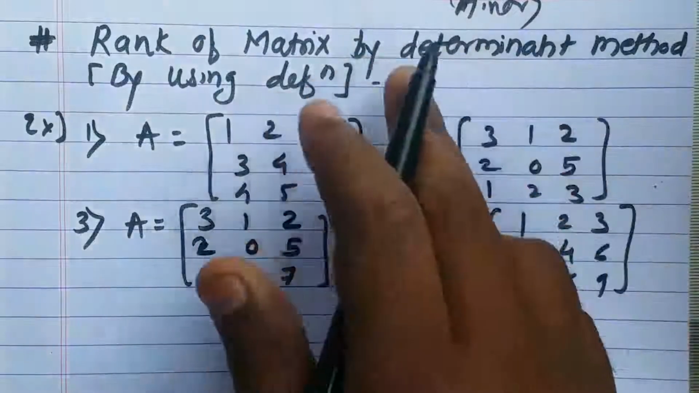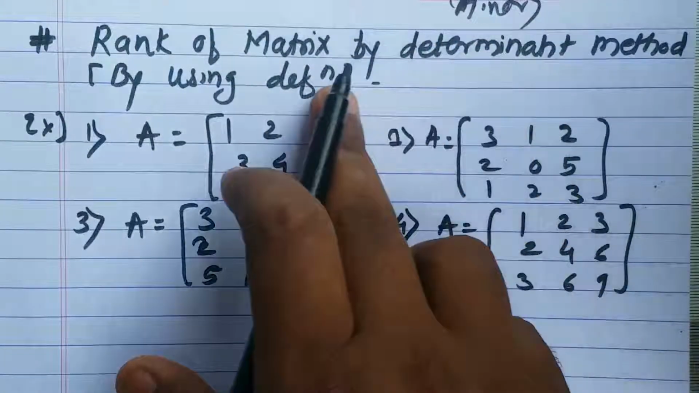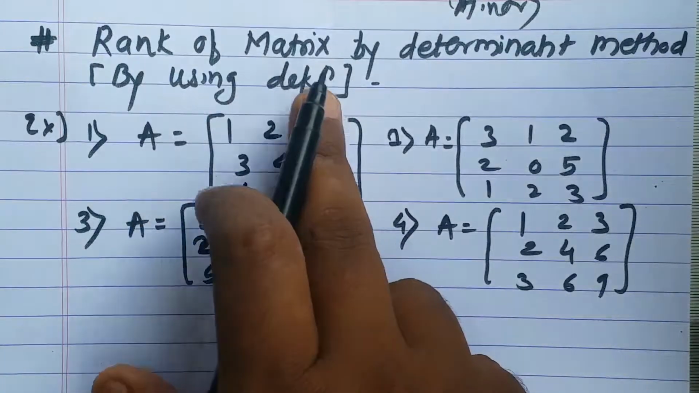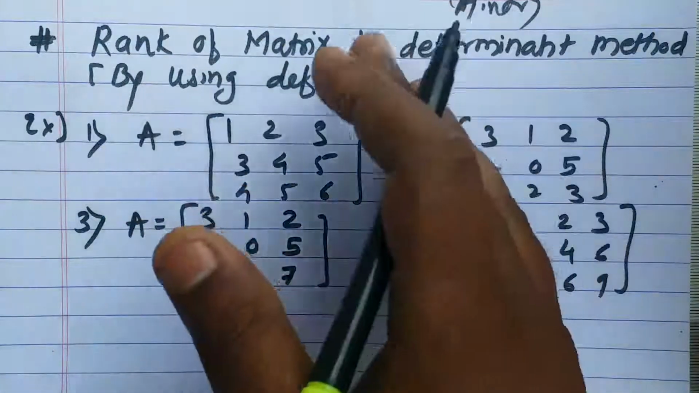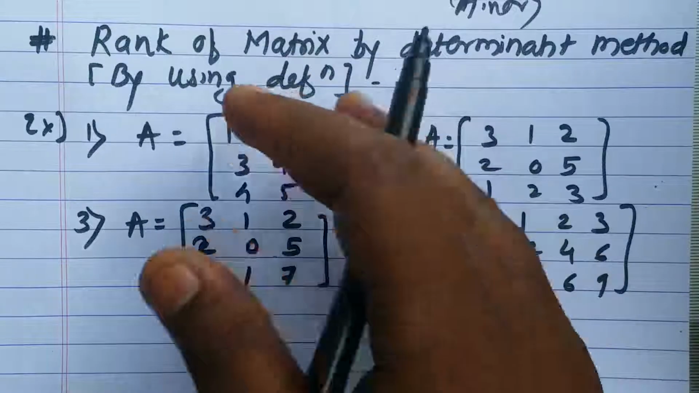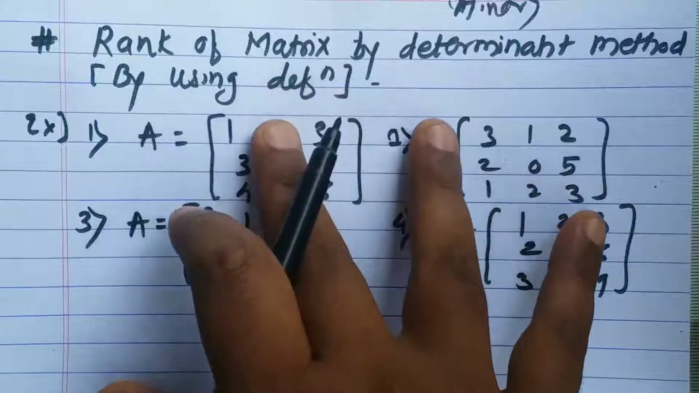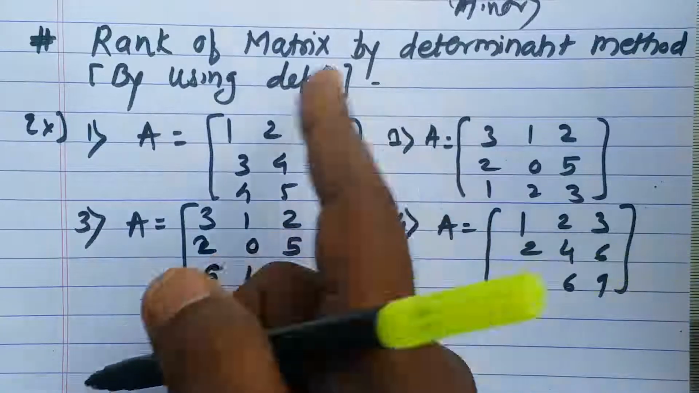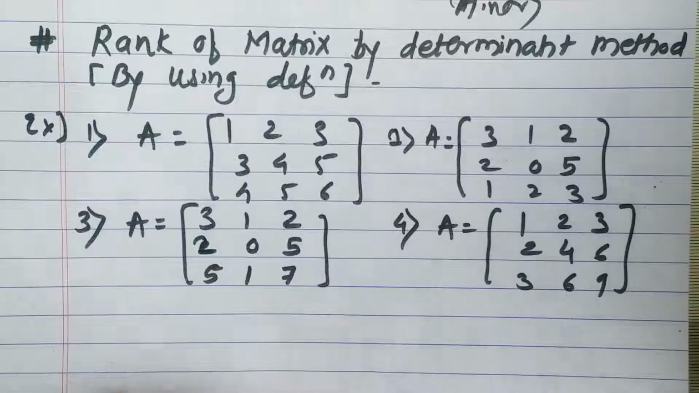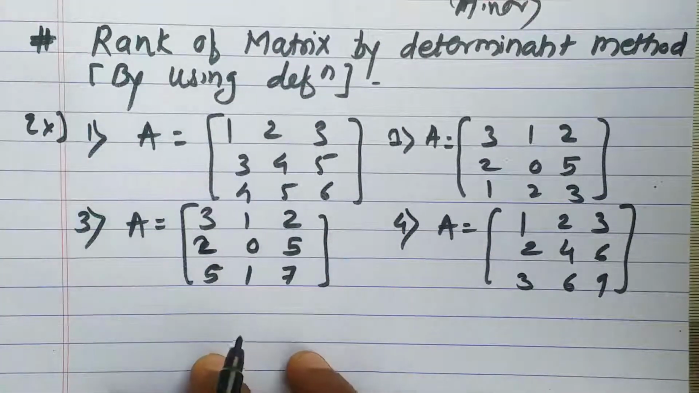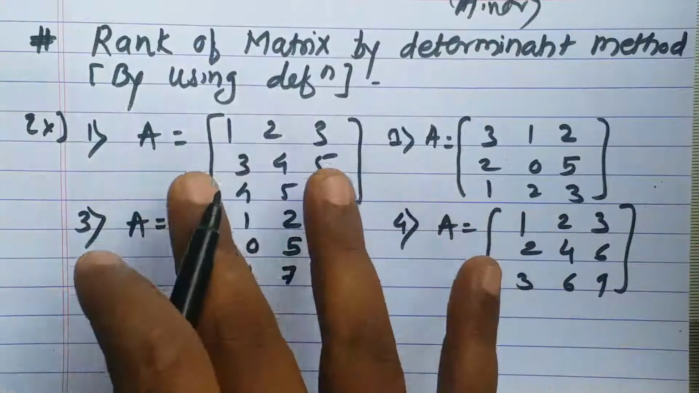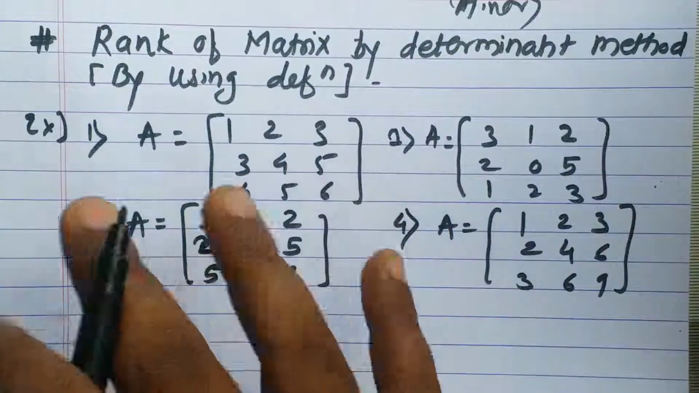Whenever we determine rank using the determinant method, we are making use of the definition of rank. There are various methods to determine rank. Out of that, this one is the first, using the definition of rank. The next method is using echelon form, and after that the normal form, which we are going to discuss in the coming lectures. I have written 4 matrices. Out of that, one I will do, and the remaining you try at home.